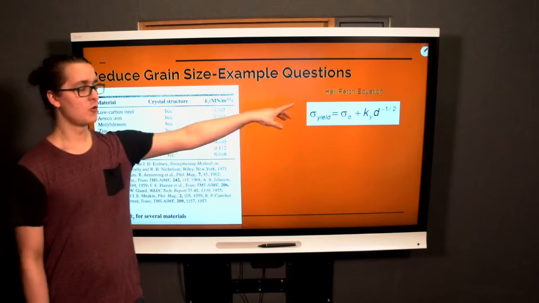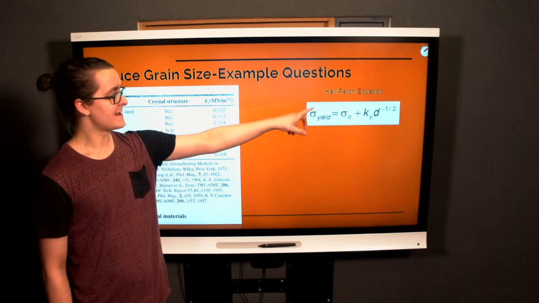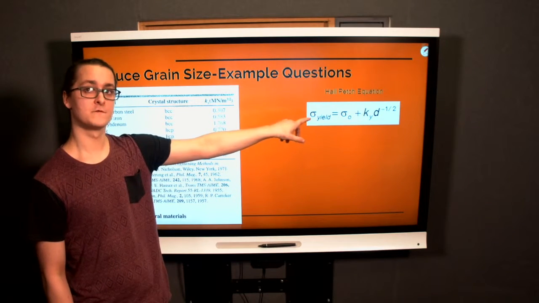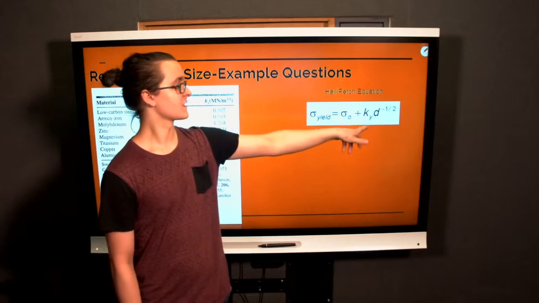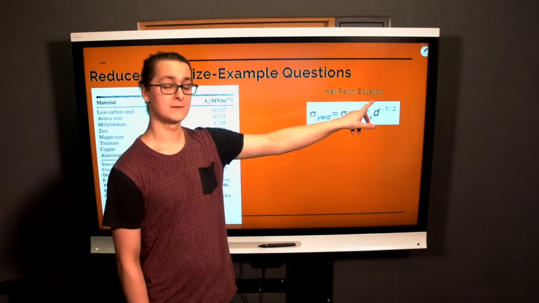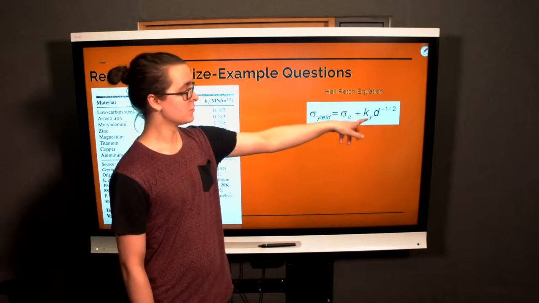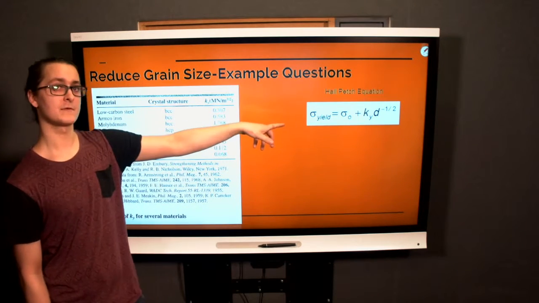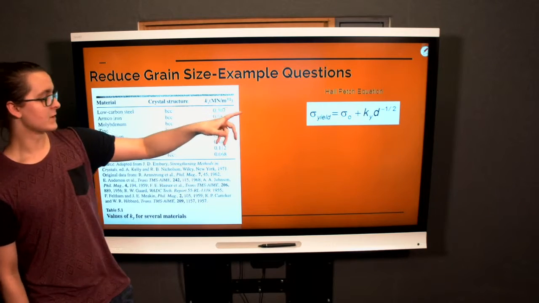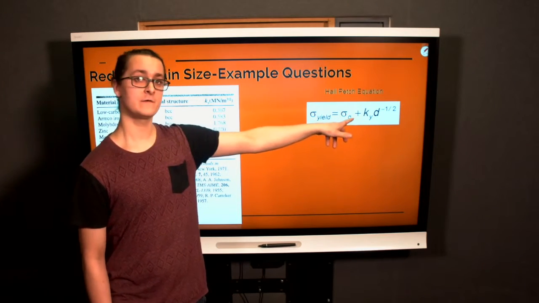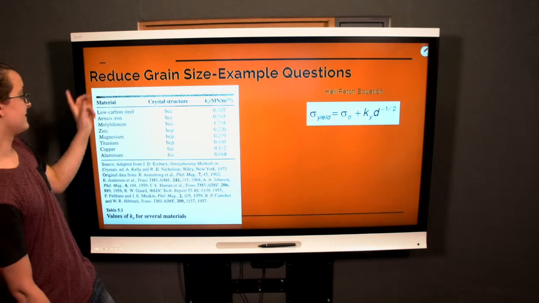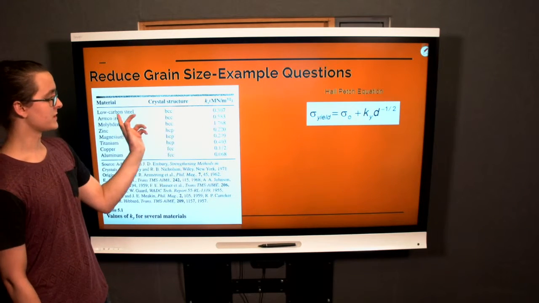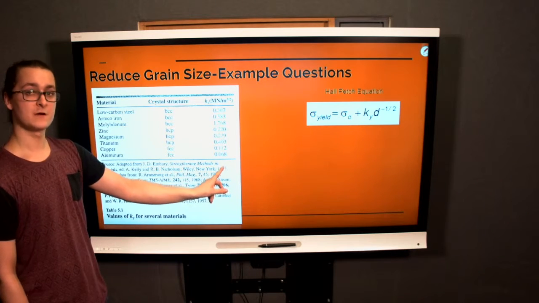So here we have the Hall-Petch equation, which shows that the strength of a metal, the yield strength, is proportional to the diameter of the grains in the sample. So essentially it just means that the smaller the grains, the stronger the yield strength. So we have a K value within this equation, which is different dependent on which material is being used. So we've got a table here of all the different values.